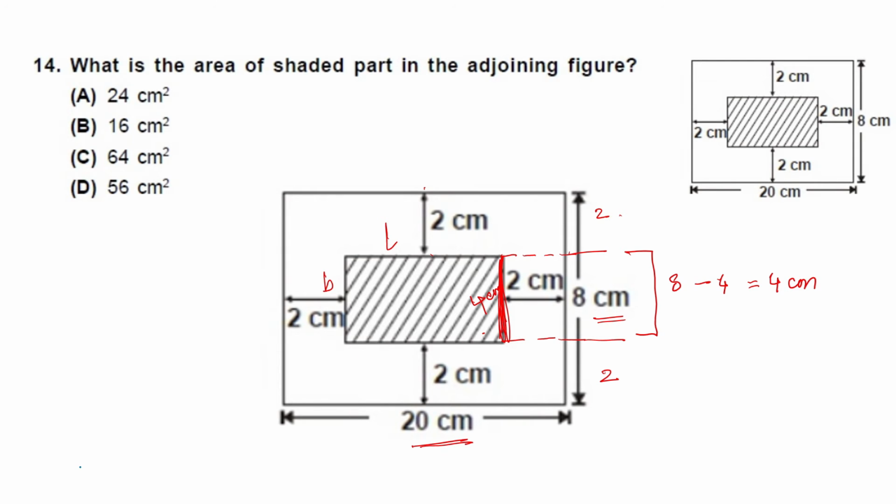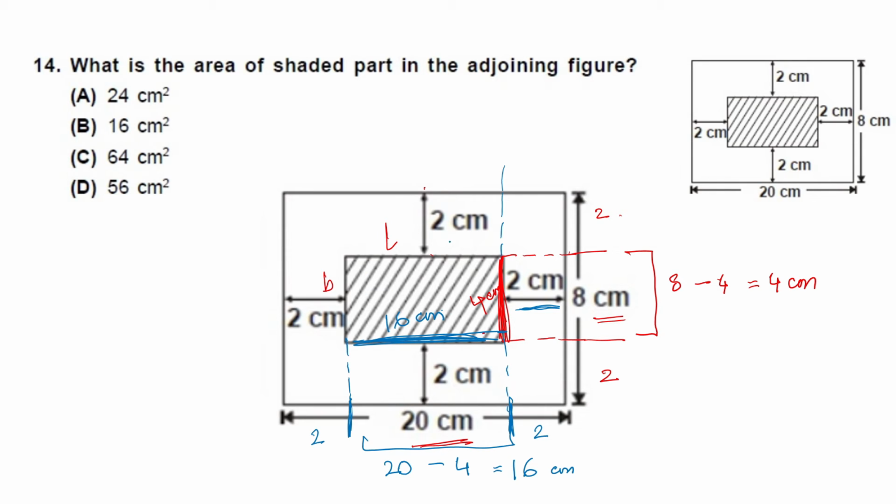Now again, if I extend this line, I know that this distance is 2 centimeter. That means this portion is 2 centimeter, and similarly on this side, this portion is 2 centimeter. So this length here would be 20 minus 2 plus 2, which is 4, which will be 16 centimeter. So this length is 16 centimeter.